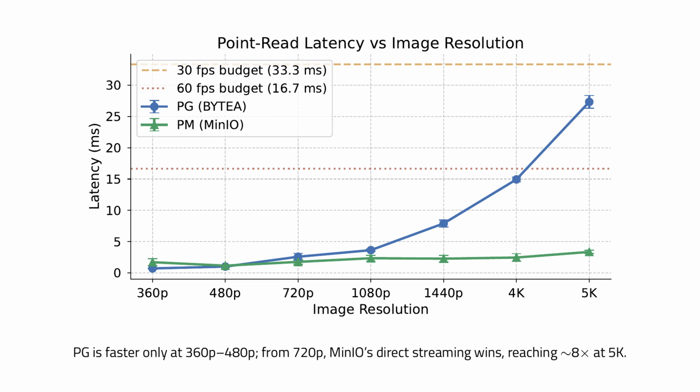Inline PG is faster only at the very smallest sizes, 360p and 480p. From 720p onward, MinIO's direct streaming wins, and by 5K, it's roughly 8 times quicker. So if your workload leans on reading large images, externalizing the payload keeps you comfortably inside your frame budget.